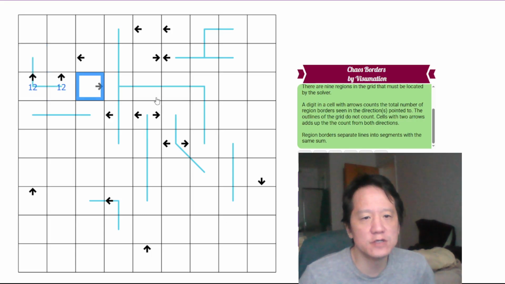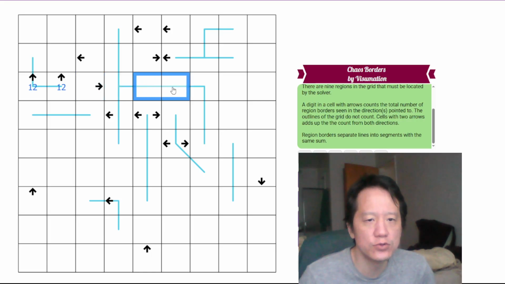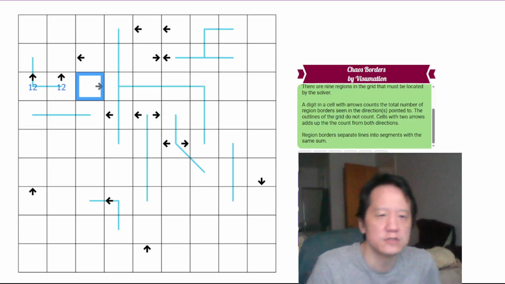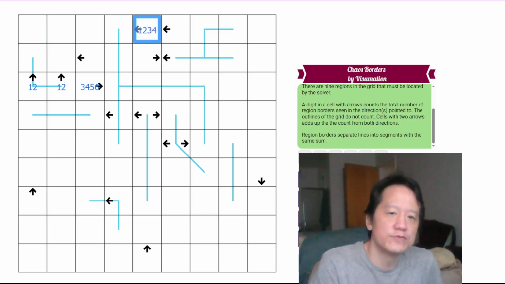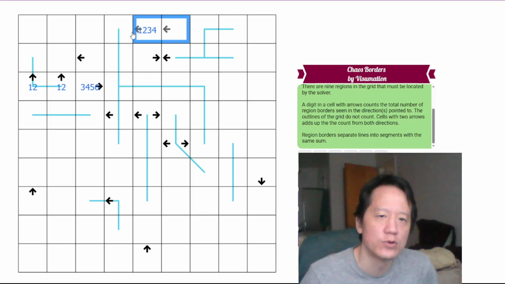That means this can see, how many can this see? It sees 1, possibly 2, 3, 4, 5, 6. So this could be up to 6. This is 3 through 6. This sees at most 1, 2, 3, 4. So this is 1 through 4, and this must see 1 more than this.